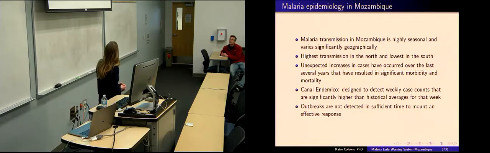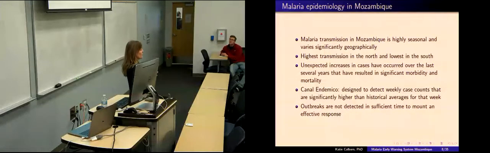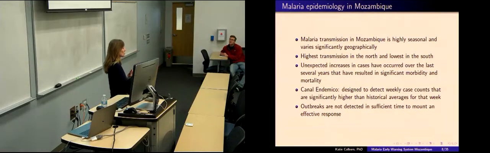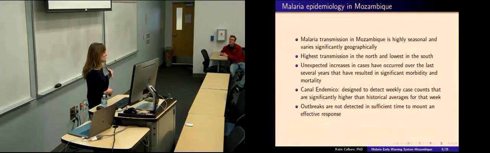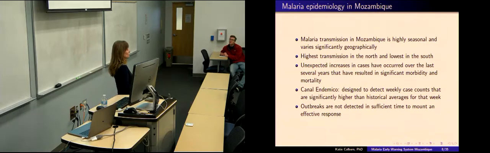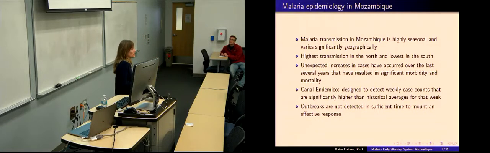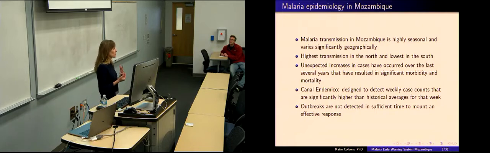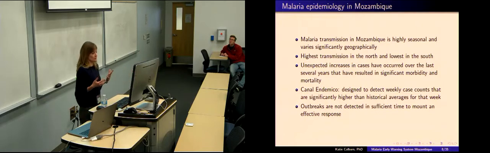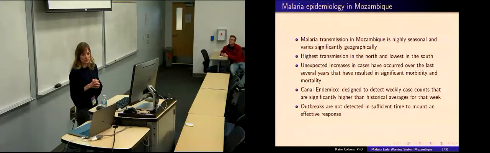Malaria in Mozambique is highly geographically correlated. There tends to be more in the north than in the south. Those maps I showed earlier kind of showed that, and also showed that there's been a recent increase over the last few years after several years of improvement in terms of reducing the burden.